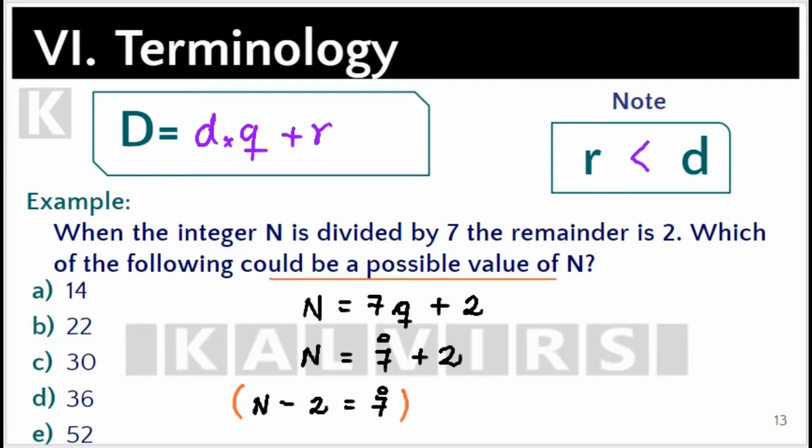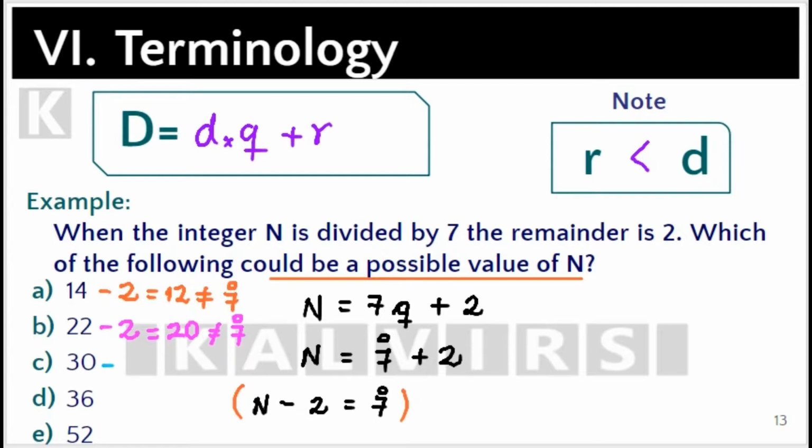We need to find a possible value of n. So we have to start trying with the choices. For instance, if n is 14, then 14 minus 2 must be a multiple of 7. 14 minus 2 is 12, and 12 is not a multiple of 7. Therefore, choice A is discarded. Now, for choice B, 22 minus 2 is 20. 20 is not a multiple of 7. Therefore, choice B is discarded.